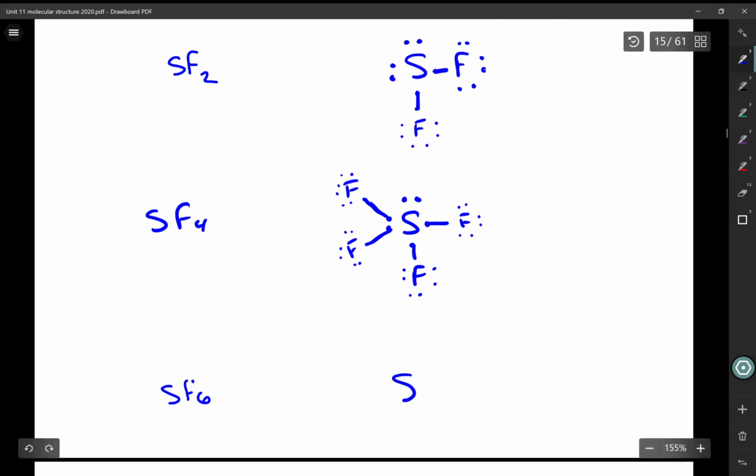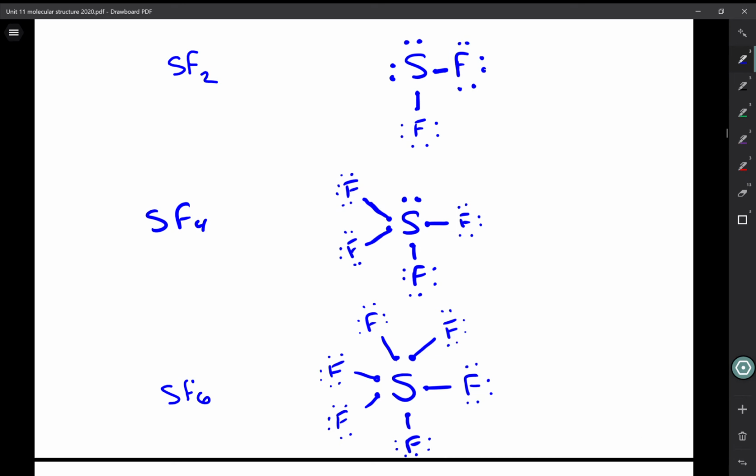And SF6. You probably figured this one out by now. There's 1, 2, 3. Oh, I forgot my electrons here. 1, 2, 3, 4, 5, 6. There you go. SF6, sulfur hexafluoride.